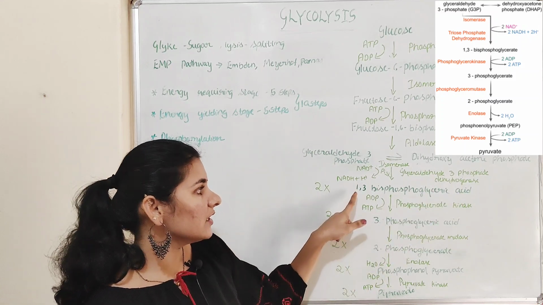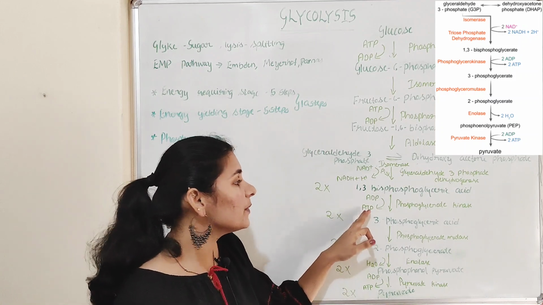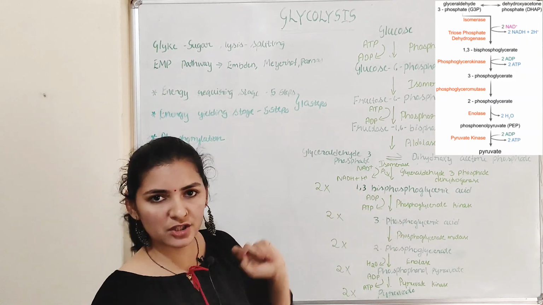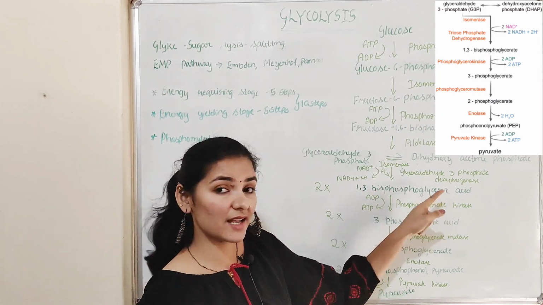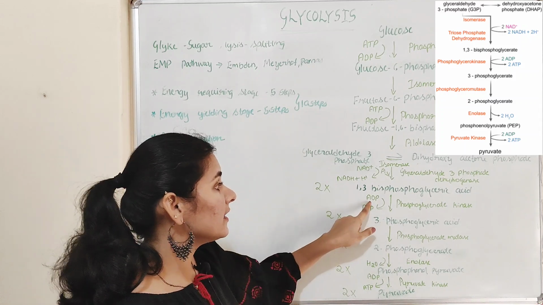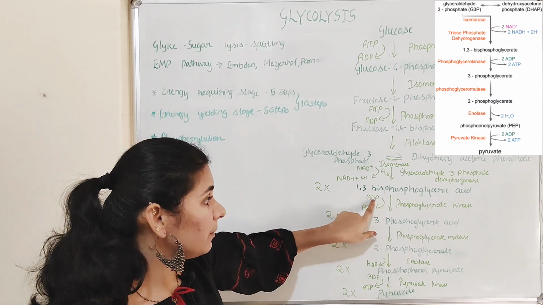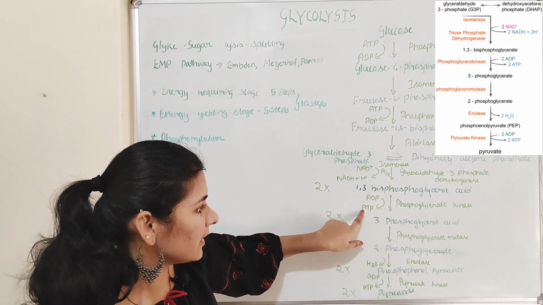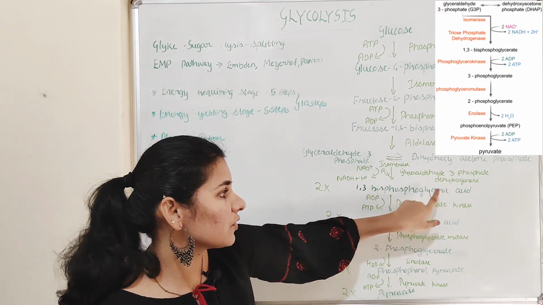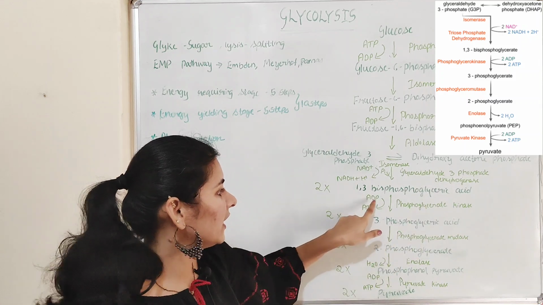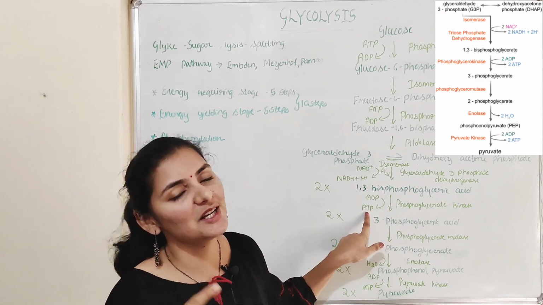In the next step, this 1,3-bisphosphoglyceric acid will split and the phosphate group is removed from the first carbon of this compound. The phosphate group from the first carbon of 1,3-bisphosphoglyceric acid is transferred to ADP, that is adenosine diphosphate. So, ADP is converted into ATP, that is adenosine triphosphate. So, one molecule of ATP is produced here.